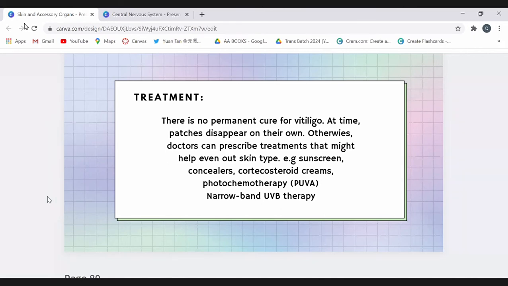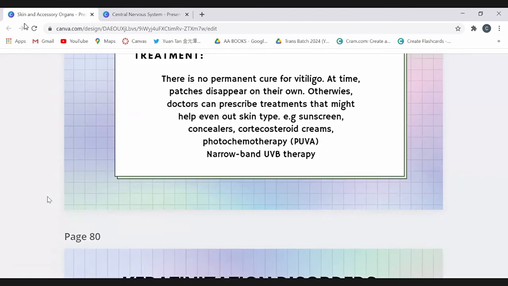So PUVA uses a combination of medicine, which you take or apply to the skin topically, which is the psoralen. Then you are exposed to long wavelength light. The difference from UVB is that UVA is long wavelength and UVB is short. The purpose of this therapy is to increase the number of melanocytes in areas affected by vitiligo and prevent new patches from forming. Next slide, please.